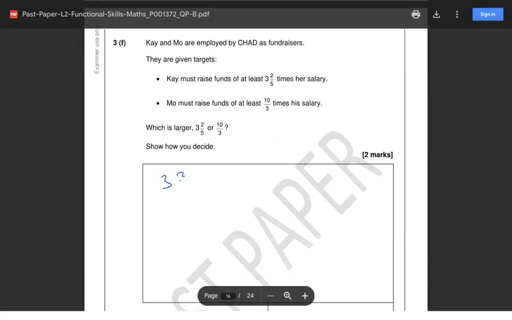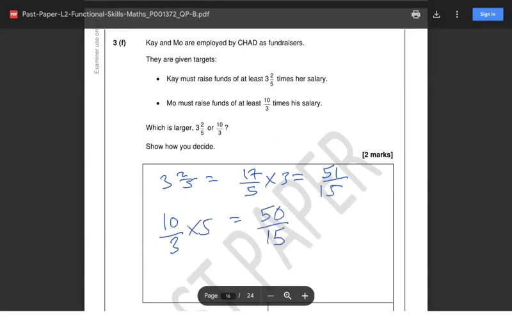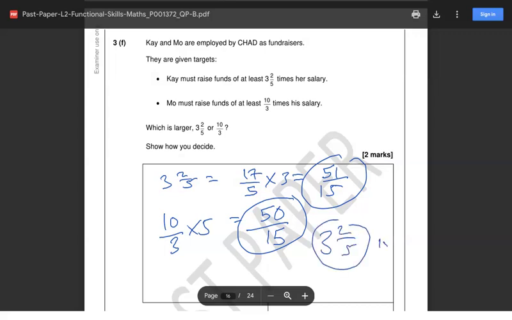3 2/5 is equal to 17/5. Writing both over a common denominator, 17/5 times 3 gives you 51/15, and 10/3 times 5 gives you 50/15. When you compare them together, you can see that the first one, 51/15, is higher than the second one, 50/15. So that means that 3 2/5 is larger.